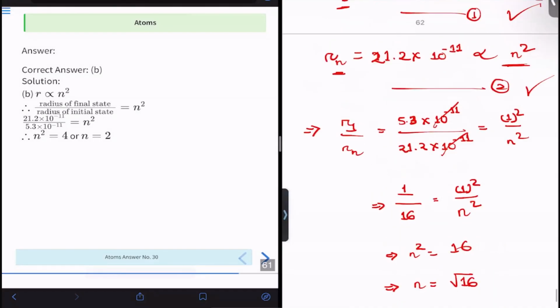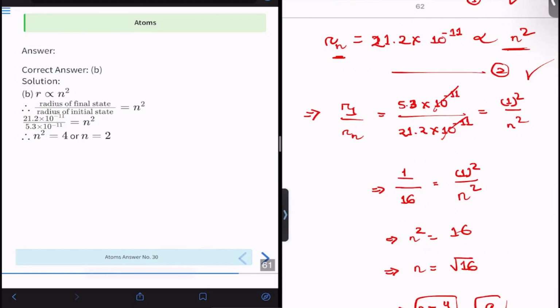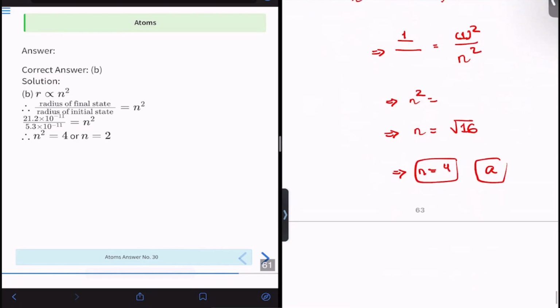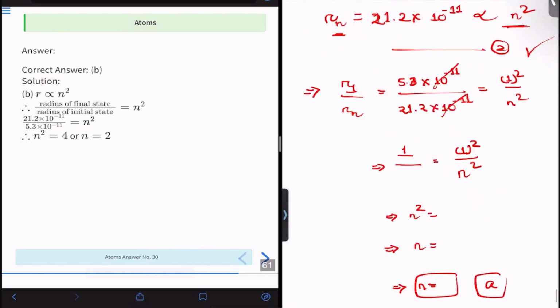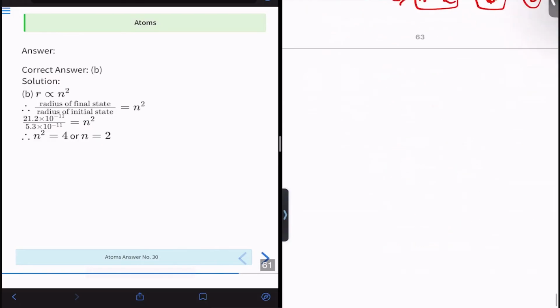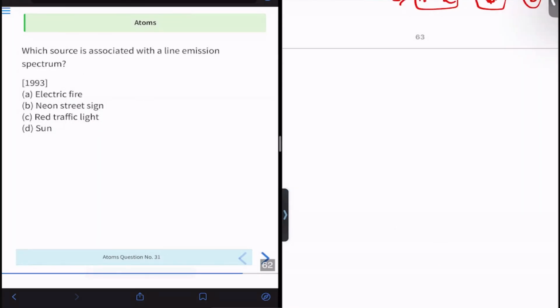Sorry guys, this is just a calculation error. 21.2 upon 5.3 will give me the value of 4. So n square is equal to 4. N will be equal to root over 4, which is n equal to 2. N equal to 2 is in option number B. Okay, so with this, I'm moving to question number 31.